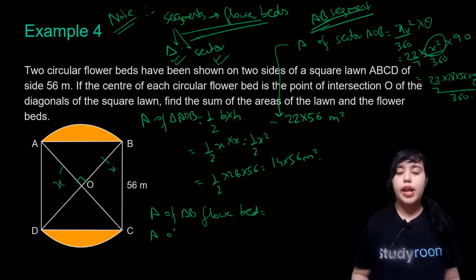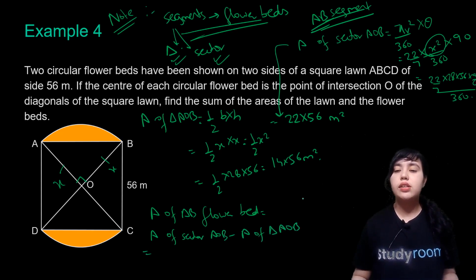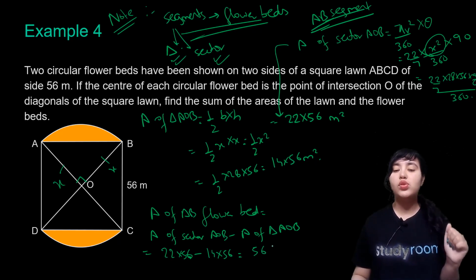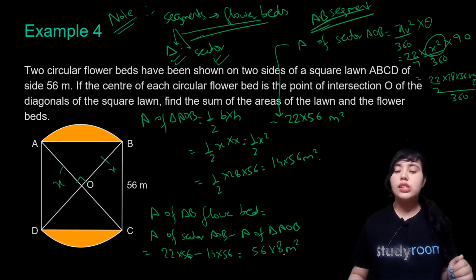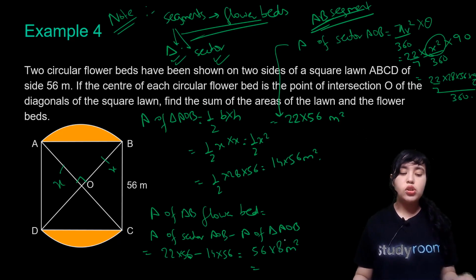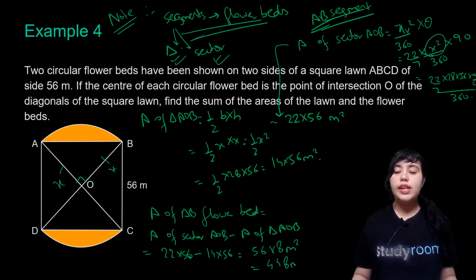So it will be equal to area of sector AOB minus area of triangle AOB. What is the area of sector? That was 22 into 56 meter square minus area of triangle AOB was 14 into 56, unit was meter square. Now you can take 56 common, inside you will get 22 minus 14 which is 8. So 56 into 8 meter square, when you multiply the two, you get 448 meter square. So this is the area of your flower bed AB.